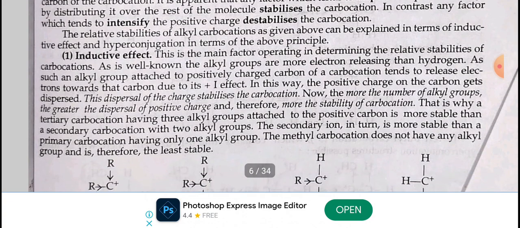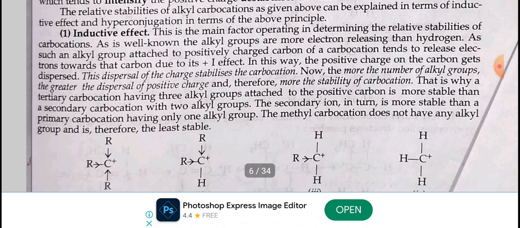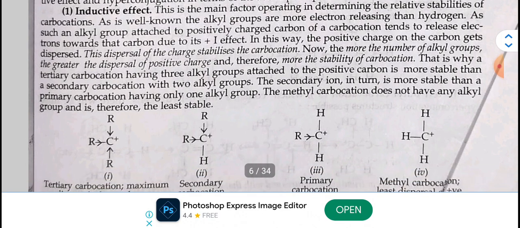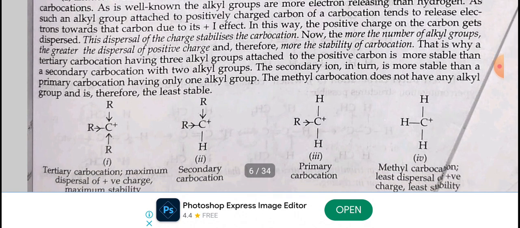The relative stabilities of alkyl carbocations as given above can be explained in terms of inductive effect and hyperconjugation in terms of the above principle. Inductive effect. This is the main factor operating in determining the relative stabilities of carbocations. As is well known, alkyl groups are more electron releasing than hydrogen. As such, alkyl groups attached to the positively charged carbon of a carbocation tend to release electrons toward the carbon due to plus I effect. In this way, the positive charge on carbon gets dispersed. The dispersal of the charge stabilizes the carbocation.